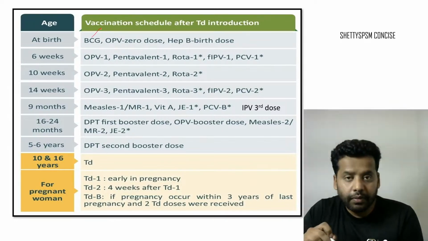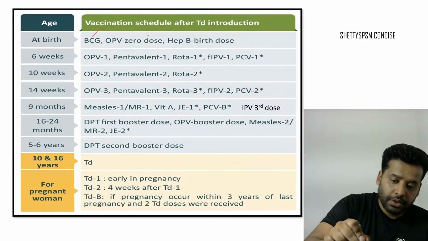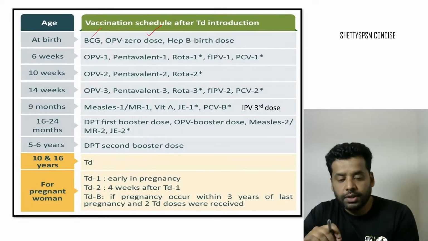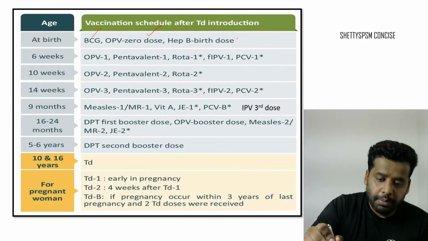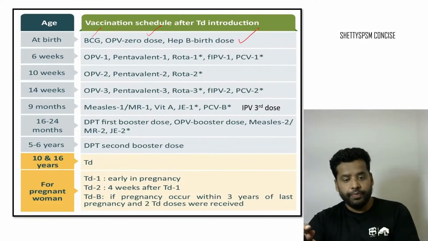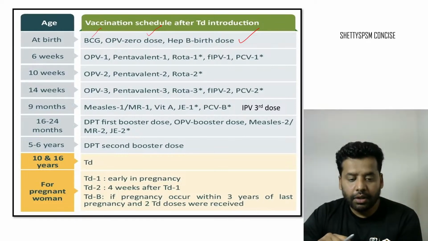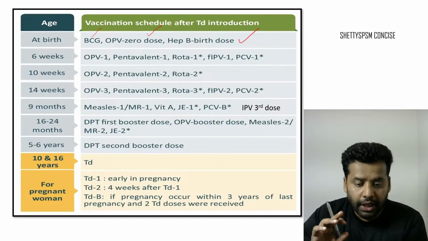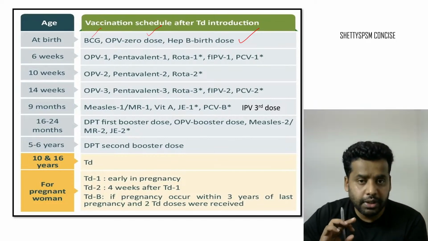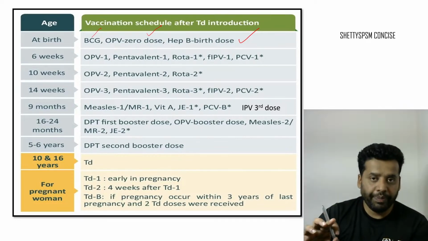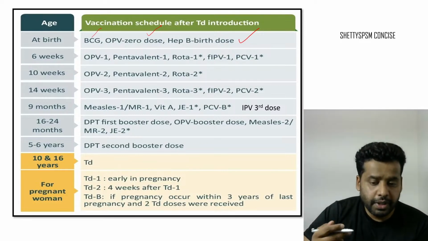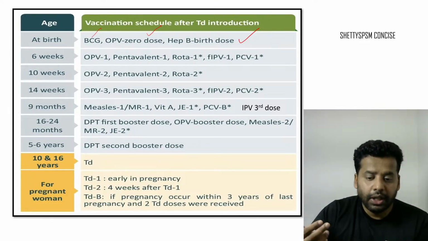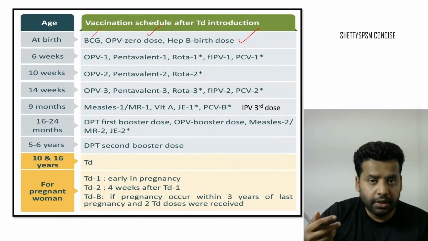BCG, OPV 0 dose. What we give at birth, OPV is called OPV 0 dose. Hepatitis B birth dose. Hepatitis B birth dose is compulsory for all the newborns in India. Remember this. In case the mother is HBsAg positive, the newborn will get vaccine plus immunoglobulin.